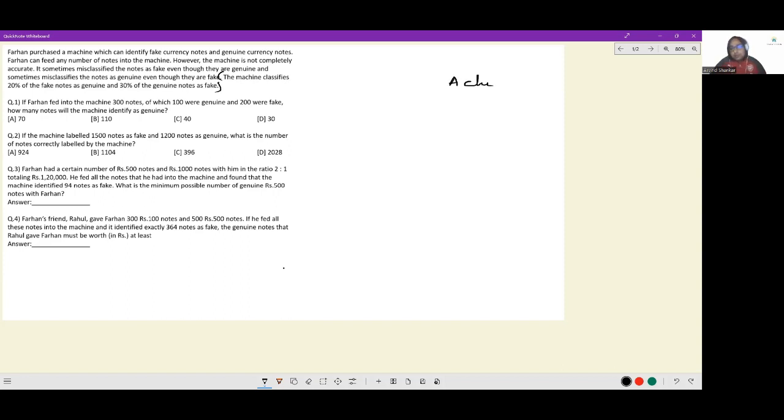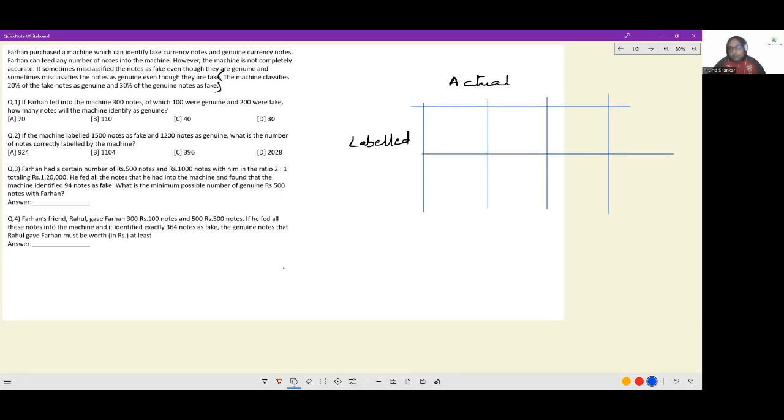See, actual and labeled. I'll make a 2 by 2 matrix. See, this is genuine. This is fake. Actually genuine and actually fake. Now see, what do we have?